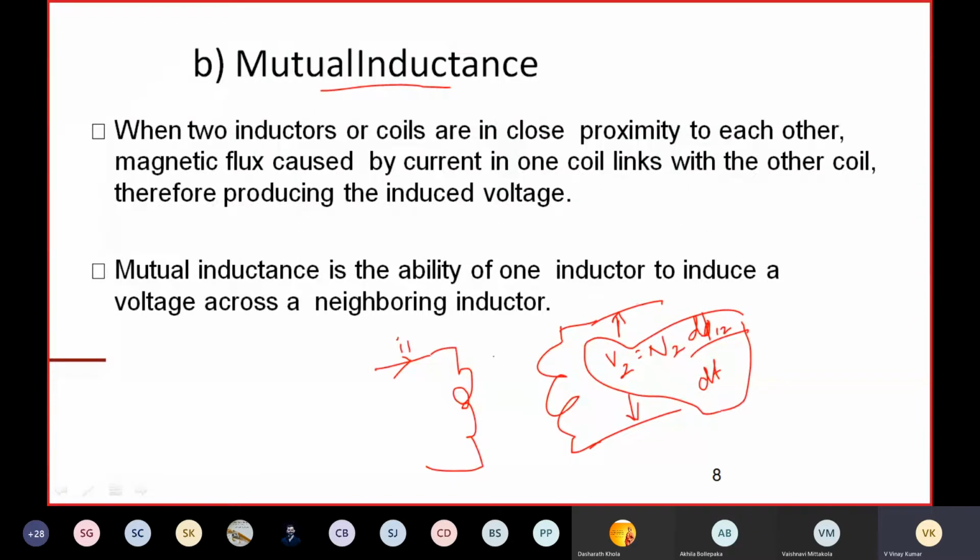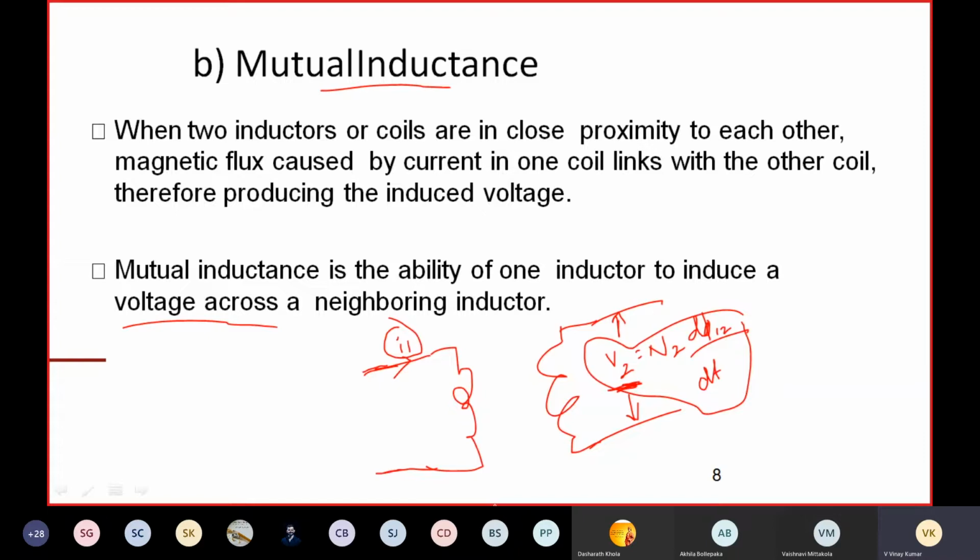It is the property of an inductor to produce EMF in the neighboring coil because of current flowing through its own coil. It is called mutual inductance. It is the ability of one inductor to induce a voltage across a neighboring inductor. So here, when two inductors or coils are in close proximity to each other.